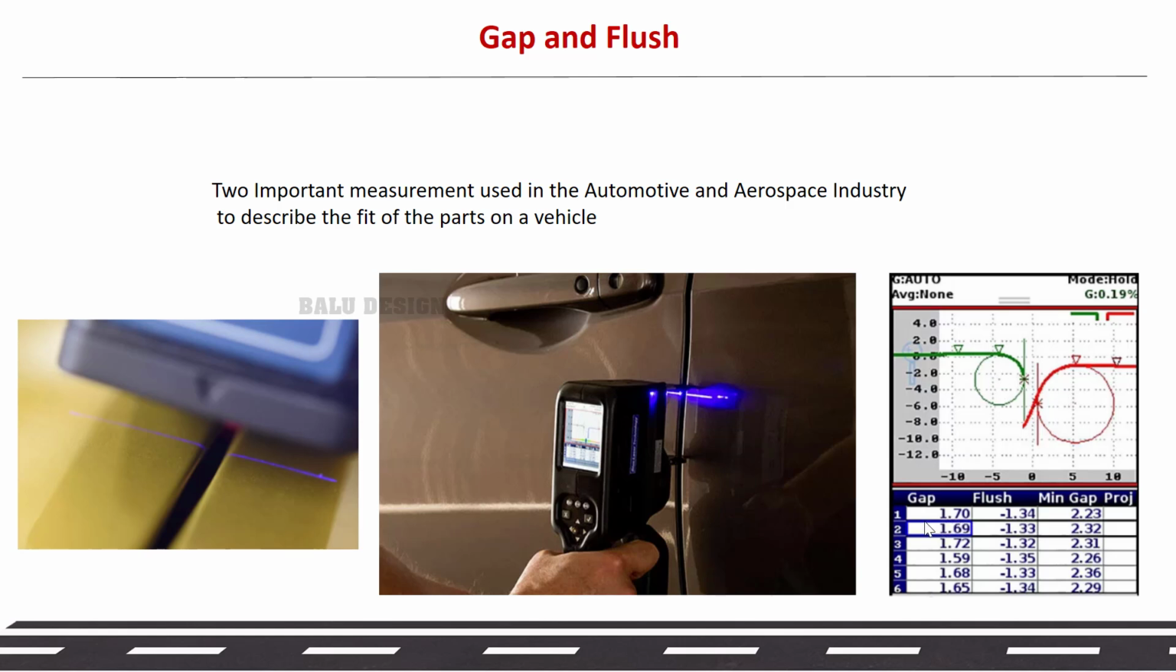So in this case that flush has some variation. So this is that flush minus 1.34. That gap value is 1.70. So it will be measured like this. That reading will be taken. And then we want to fix that, finalize as per our requirement. So this is the process to make gap and flush, analyze and fix that.